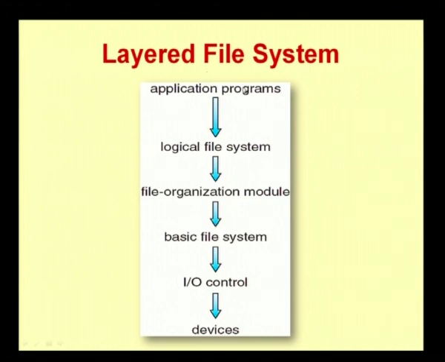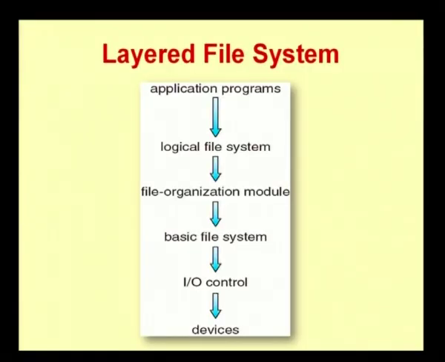Here you have an application program, and from the application program you have a logical file system, and from the logical file system we have a file organization module, and then from the file organization module we have the basic file system, and from the basic file system we have an IO control. IO control is nothing but an input and output control, and this input and output control is given to the devices. The application program is nothing but the programs that are used by the user, the executable programs and all other programs that are used by the user.